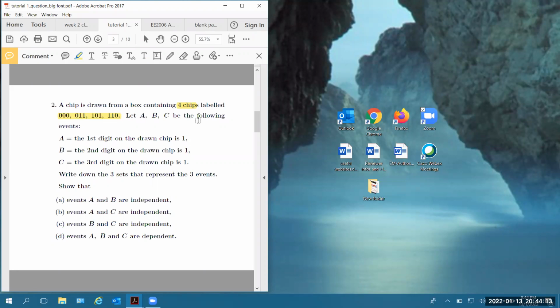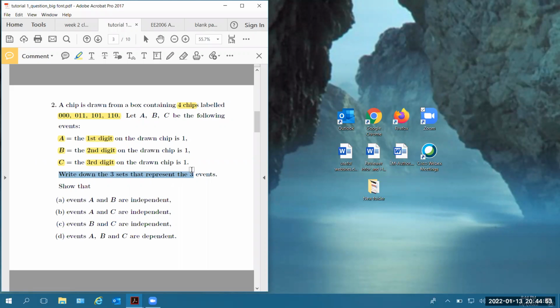And then A, B, C are the following events. Remember you draw a chip from the box. Event A is the first digit on the drawn chip is 1. B is the second digit on the drawn chip is 1. And C is the third digit on the drawn chip is 1. Okay? First of all, you want to write down the 3 sets that represent the 3 events. Events can be represented as sets. So let's go and do this part first.